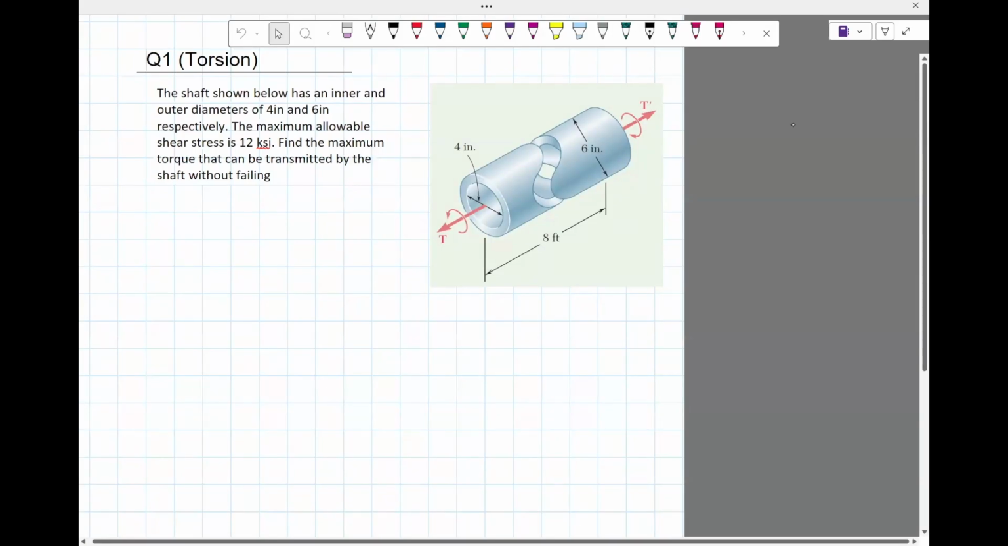Okay, the shaft shown below has an inner and outer diameter of 4 inches and 6 inches respectively. The maximum allowable shear stress is 12 ksi. Find the maximum torque that can be transmitted by the shaft without failing.